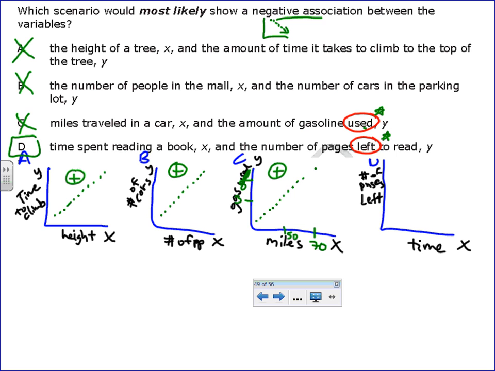Obviously that means the answer is D, but let's look at it. How much time and pages left? So when I start out reading a book that's 300 pages, after I read for 1 hour, I might be down to here. After I read for 2 hours, maybe I'm here. After 3 hours, maybe I'm here, etc. The more time I read, the fewer pages I'm going to have to read. That's going to be a negative association. That's why it's D. And again, it was really tricky. You had to read the words carefully.